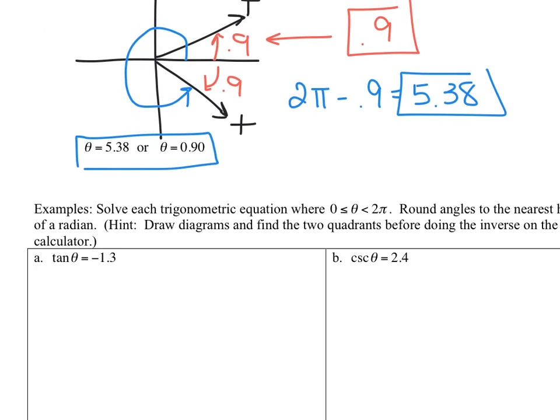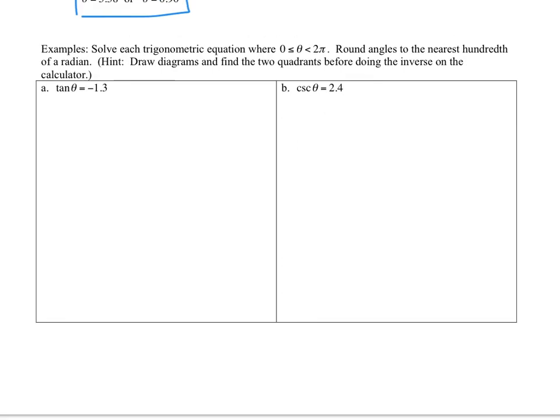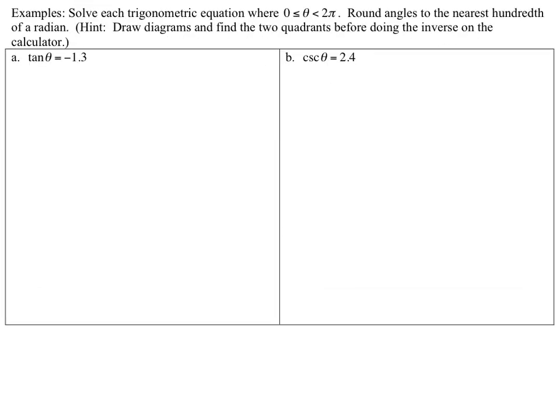All right, now we're going to try 2 more examples. Now we are going to talk about tangent. The first thing in the hint I gave here says draw a diagram, find the 2 quadrants before you do anything else. So I'm going to draw my quadrants.